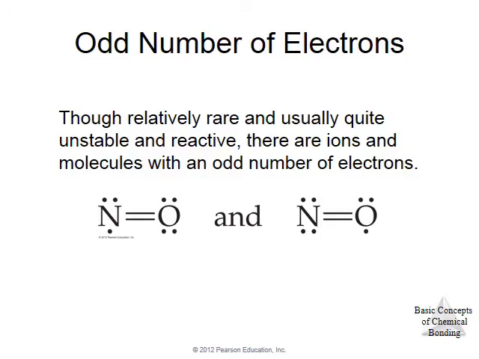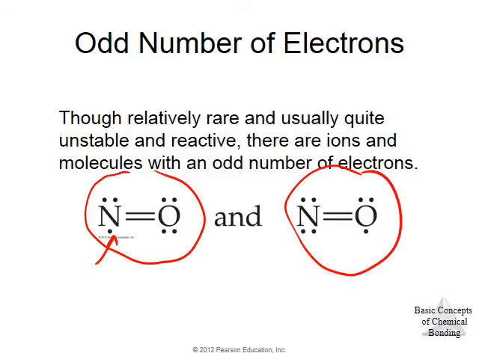For example, NO here is shown with a dot on nitrogen, so you have an odd number of electrons. Either that unpaired electron is on nitrogen or it is on oxygen. So here you cannot have an octet around each atom.